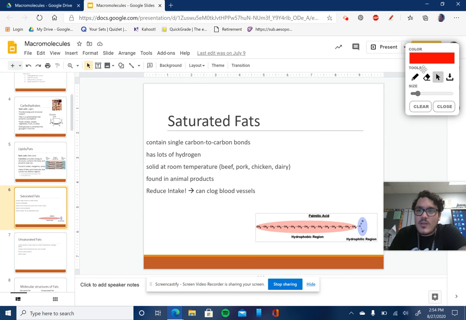Okay, now speaking of fats, we can break fats down into two major categories. We have saturated and unsaturated, just to keep it simple for us.